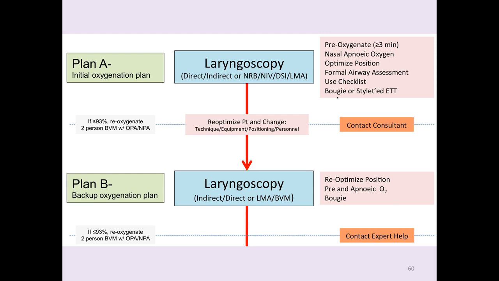Then, of course, it reminds people that after a failed or unsuccessful attempt, the patient should be re-oxygenated. Usually that requires or should include 2 persons using the bag valve mask and an OPA, NPA if needed. And then if you take another look or another attempt after bagging the patient up and thinking about it, make sure you're changing something. Figure out what you're going to do differently between your first and second and maybe even third laryngoscopy attempt. That's going to maximize your chances for success. And of course, if it's your second attempt, make sure you're using a bougie. Make sure you're using all your tricks to maximize your chance for success.